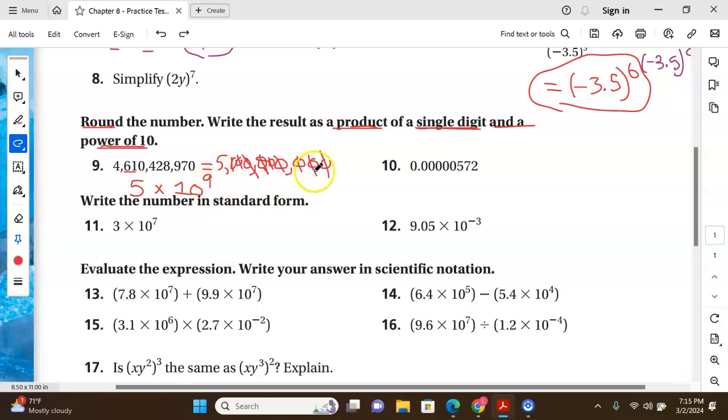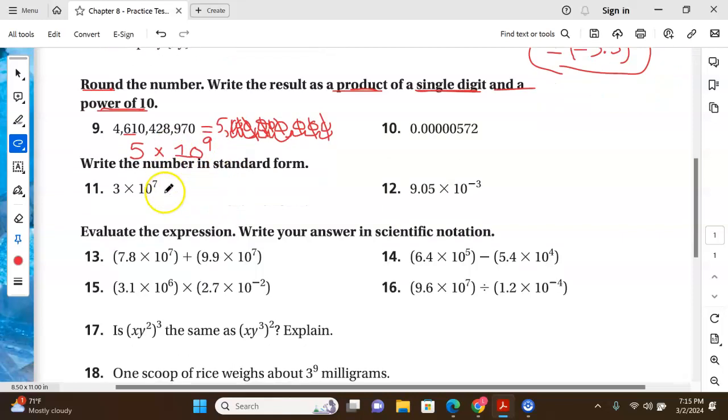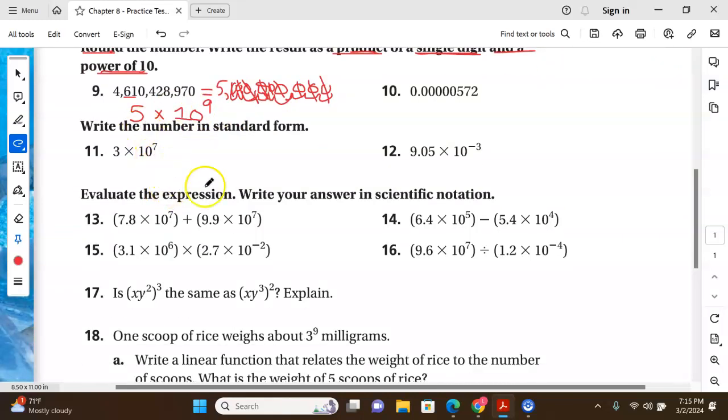All right. Again, let's go back and count. 10 to the first, 10 to the second, 10 to the third, 10 to the fourth, 10 to the fifth, 10 to the sixth, 10 to the seventh, 10 to the eighth, 10 to the 9th. So that's 10 to the 9th power. That is number 9. Number 11, write the number in standard form.